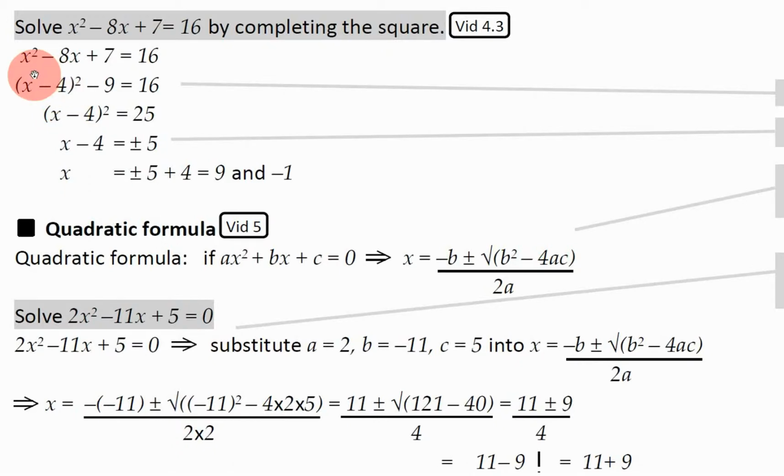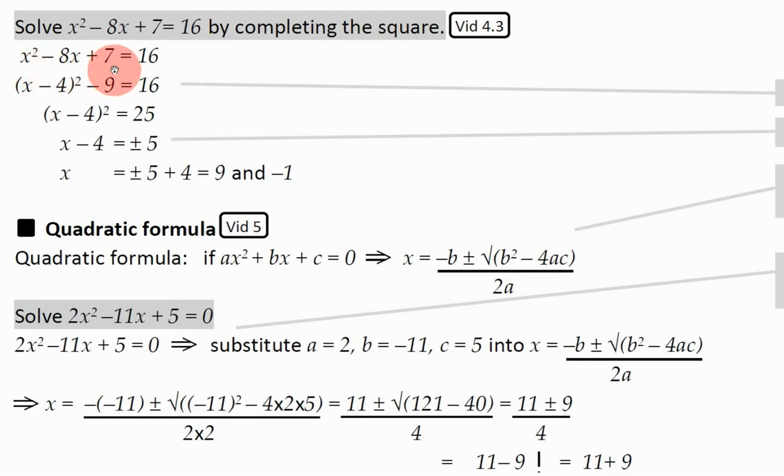So one of the ways you can solve a quadratic equation is by completing the square. Now, I'm not going to show you how to complete the square in this video because I've already shown you how to do that in previous videos. What I'm going to show you is what happens after that, the actual solving bit. So let's get on with it.